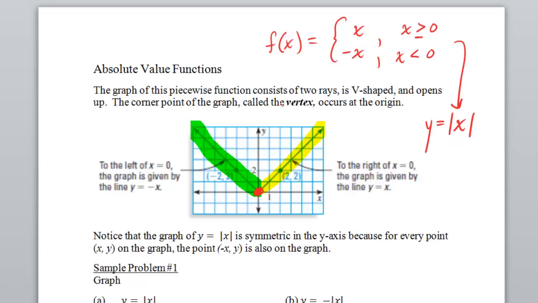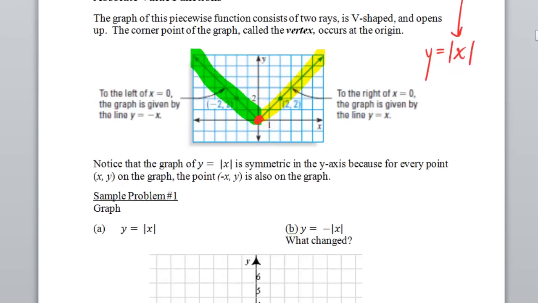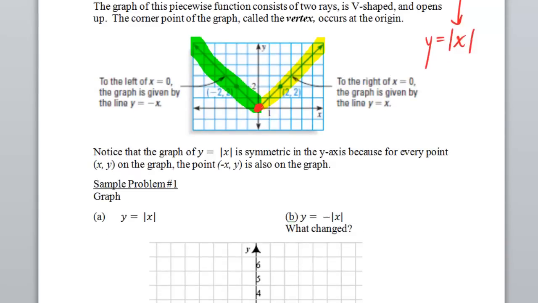So what we're going to do for this video is just go through an exercise of recognizing all of the different translations that we've done prior to this and see how they work with an absolute value function. So you can always know that an absolute value function is going to make a V and come to a point called the vertex, and so that's going to be pretty consistent.